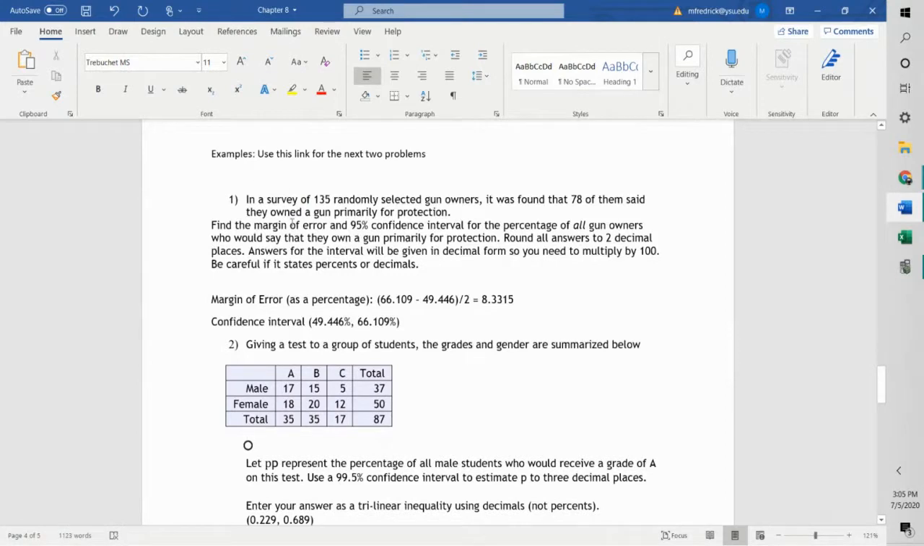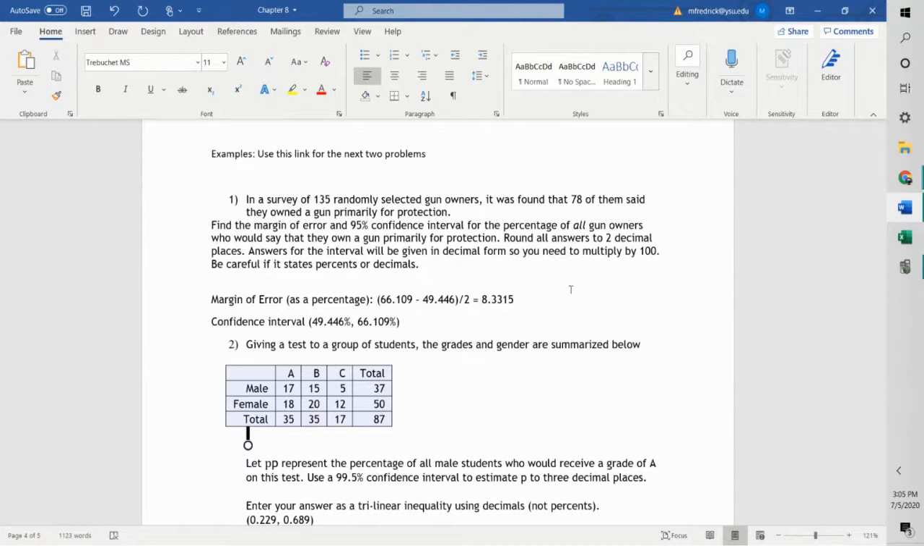First one, in a survey of 135 randomly selected gun owners, it's found that 78% of them said they owned a gun primarily for protection. Find the margin of error and 95% confidence interval for the percentage of all gun owners who would say that they own a gun primarily for protection. Round all answers to decimal places.